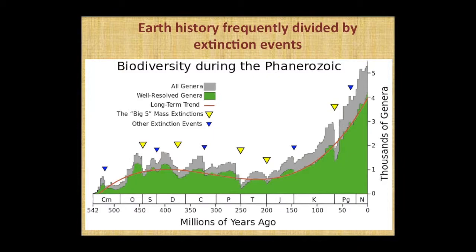Earth history is frequently divided by mass extinctions. I mentioned the end-Permian extinction, that's the end of the Paleozoic. The end-Mesozoic extinction, the KT, is the end of that. This slide has a lot of information on it, but I'll just draw attention. The green parts are well-resolved genera, so this is really very good data. The others, it's not clear, but there's a lot more data, and it follows pretty much the same pattern, and so that's suggestive.